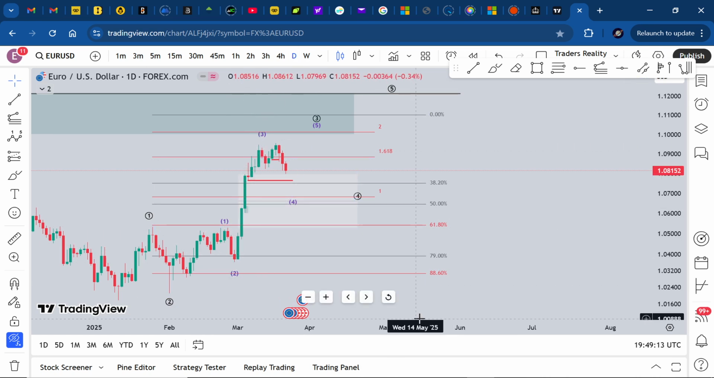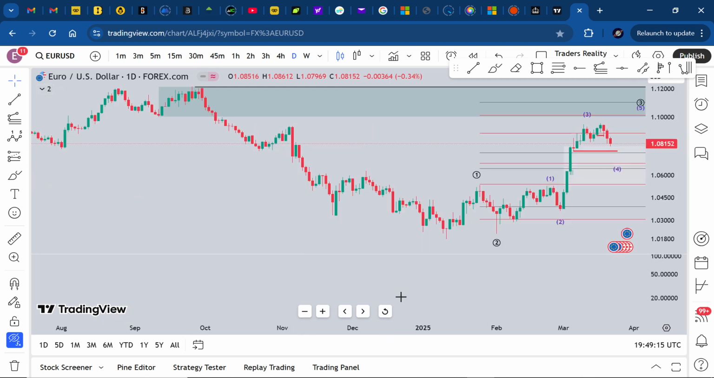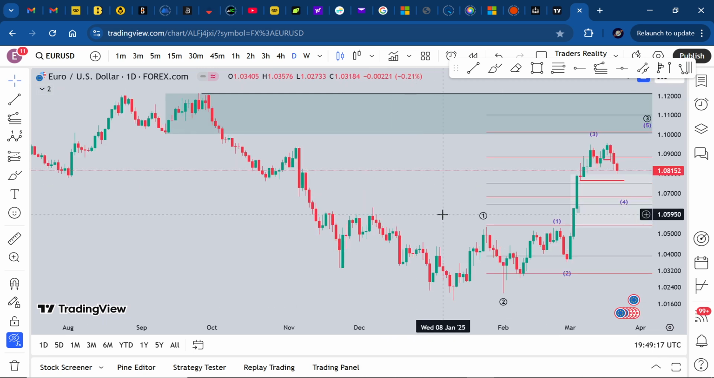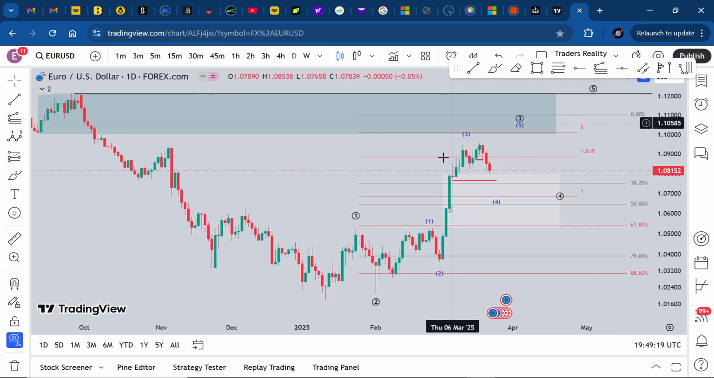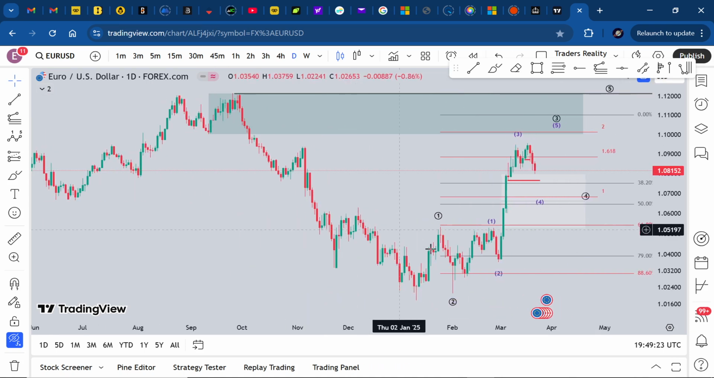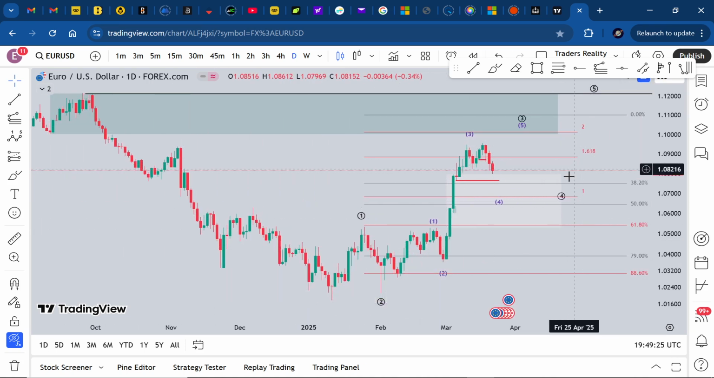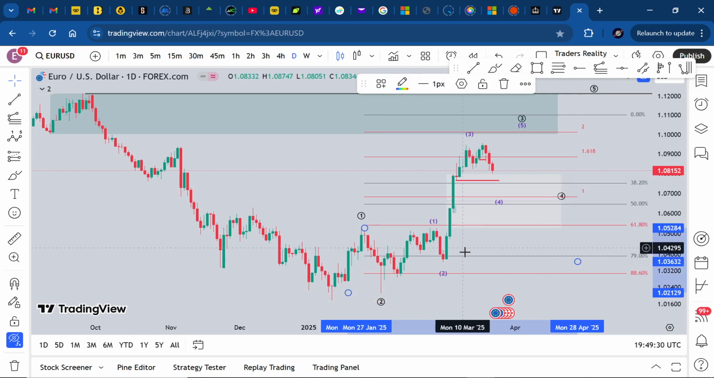Just looking at the angle it takes to the upside. Yeah, it's the most direct route. When we get third waves, we're more impulsive. And we've come to the 1618, taken from the low to the high of 1 down to 2. Okay.